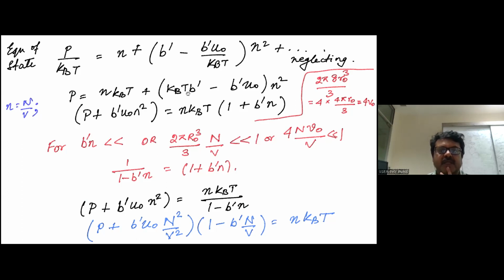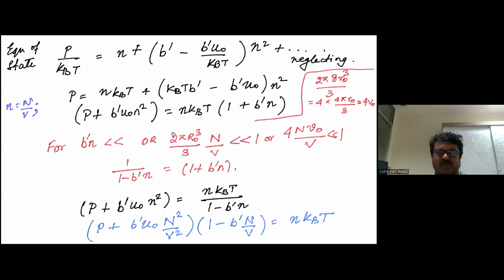So when you take N kBT out, you have to divide. There was an N square here. Yes, so out of that N square, we have taken N kBT out. So what remains is N here. Now, if B dash N was much less than 1, or what is B dash? 2 pi r0 whole cube by 3 into N by V is much less than 1.